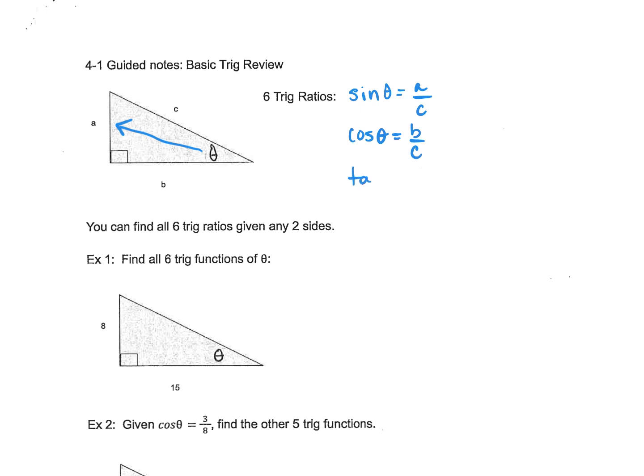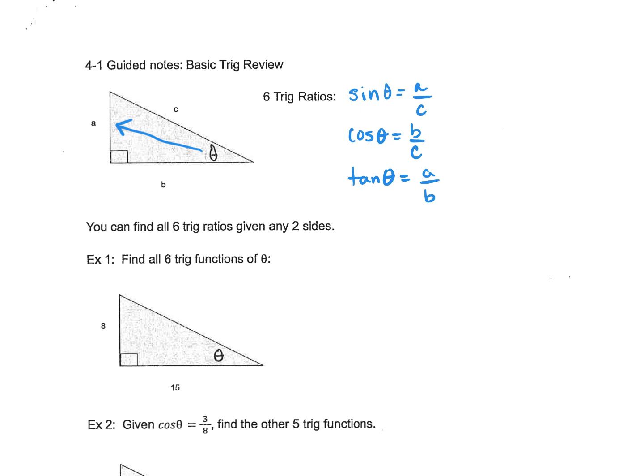Tangent is opposite over adjacent. Okay? Opposite over adjacent would be what here? Yep, opposite is A, adjacent is B. Adjacent means next to, so it's attached to.